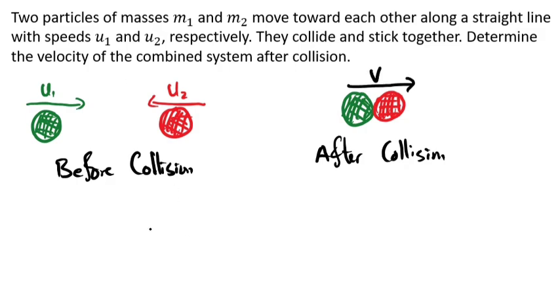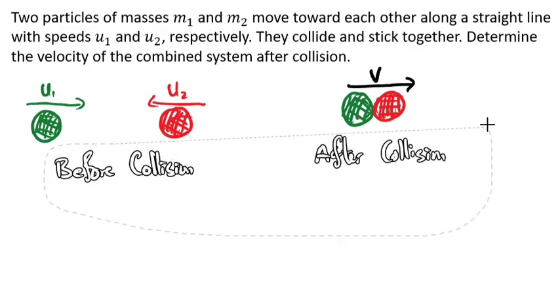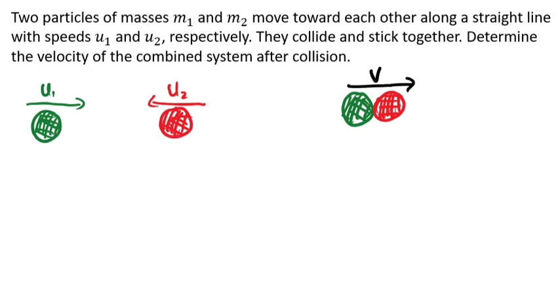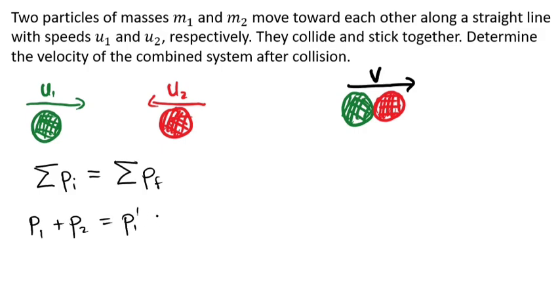So to break this down, we're going to use the summation of momentums on the left and on the right. That is known as the conservation of momentum. So we're going to say the sum of the initial momentums before collision is equal to the sum of the final momentums after collision. There are two objects, so we'll say momentum 1 plus momentum 2 is equal to momentum 1 prime plus momentum 2 prime.